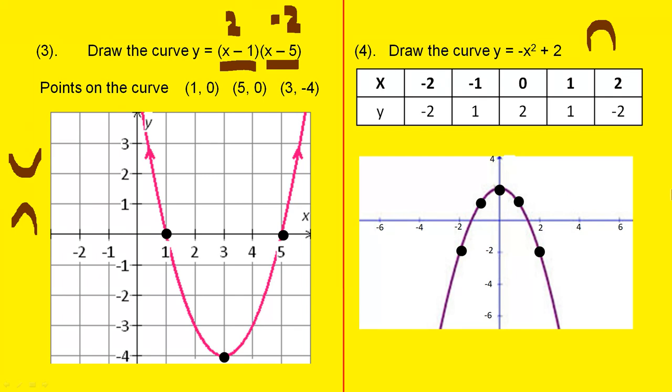So this video has given us a brief introduction to the parabola, and we've seen some examples on how to draw different parabolas by plotting points on the number plane. Let's move on to the next slide.